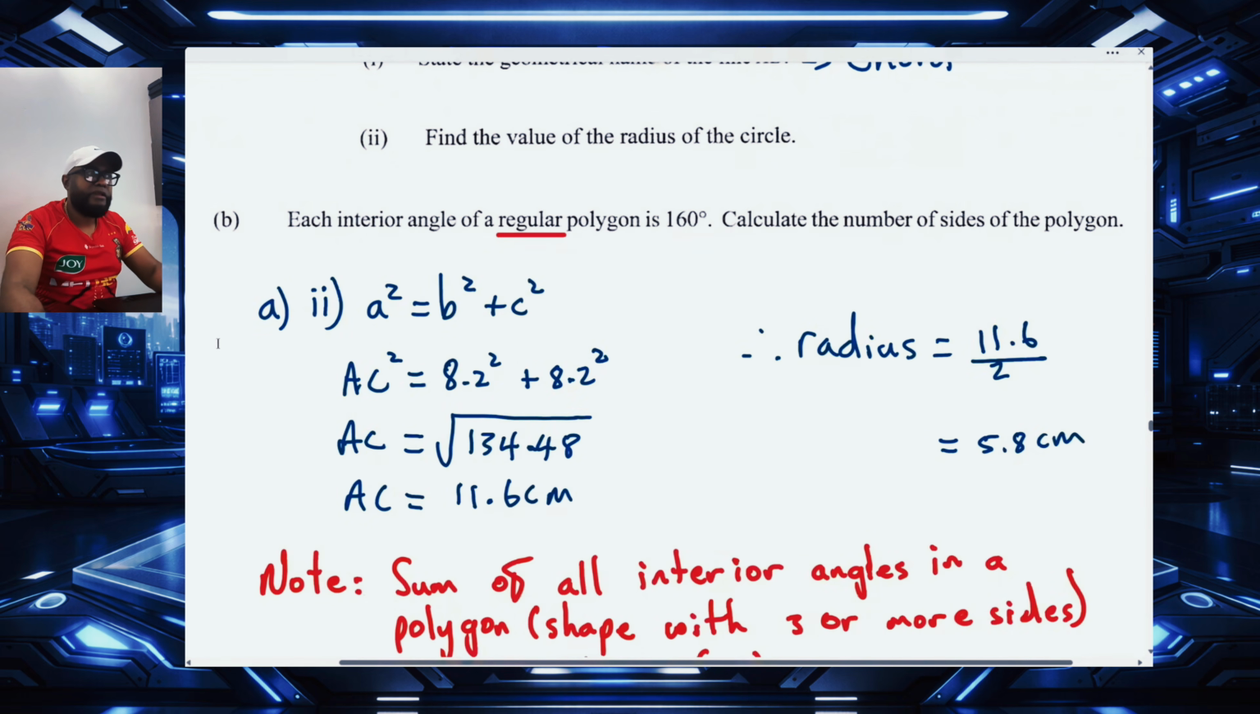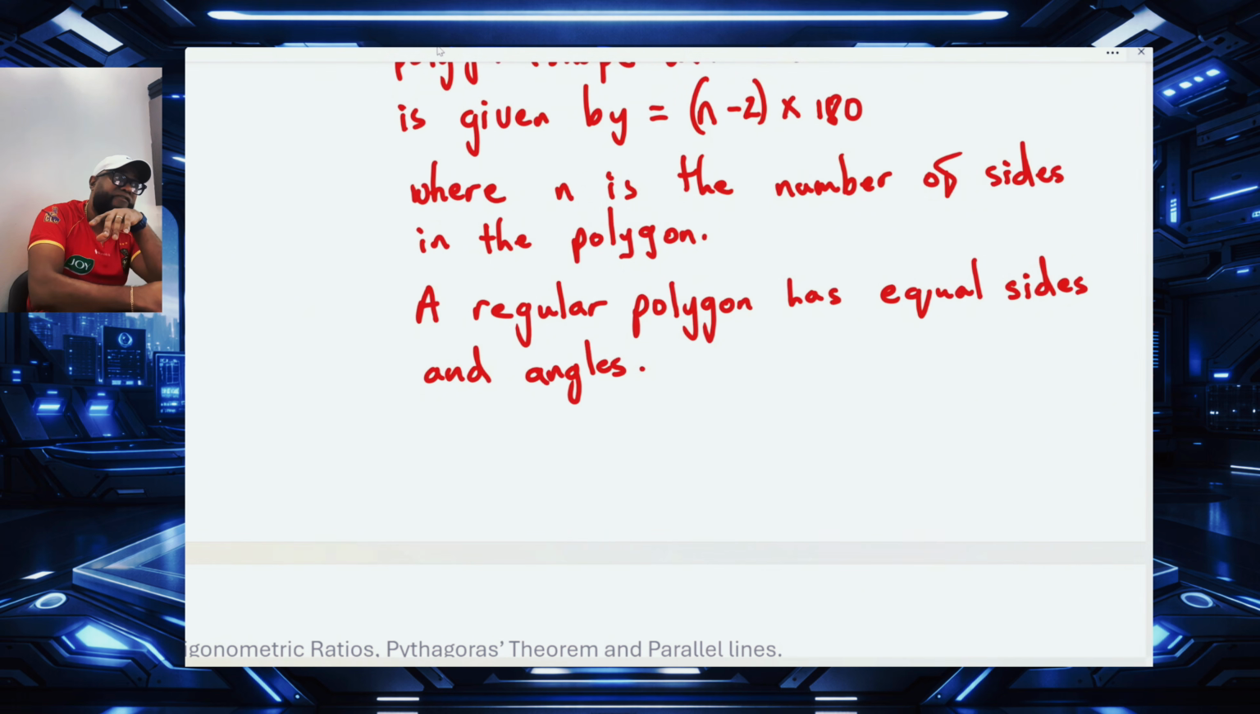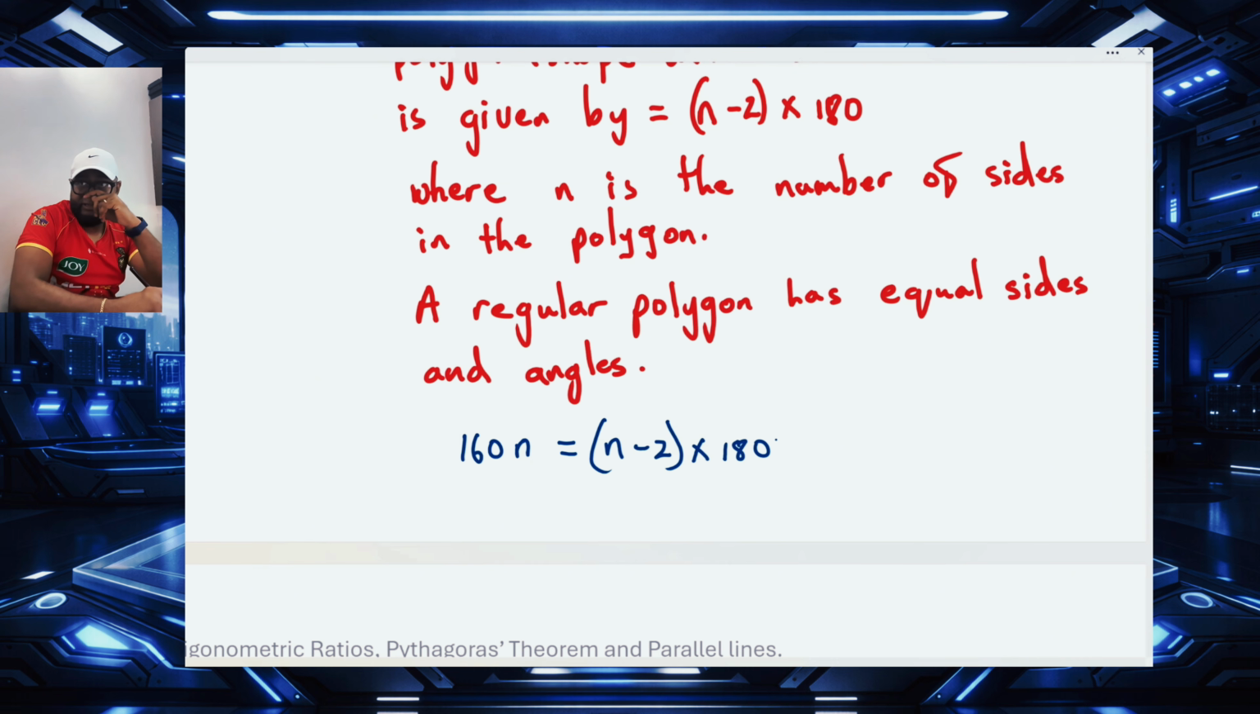So we're going up here. So if I say each interior angle of a regular polygon is 160, each interior angle, right? Calculate the number of sides in the polygon. So it's like I want to find n, right? Now, if I say each interior angle is 160, all the interior angles will be the same. So I could actually form an equation here now. So 160 multiplied by n, or 160n, would be equal to n minus 2 multiplied by 180 degrees.